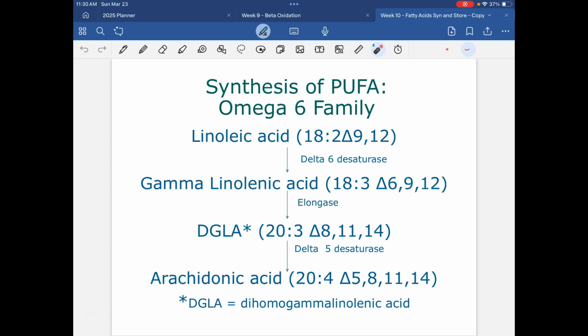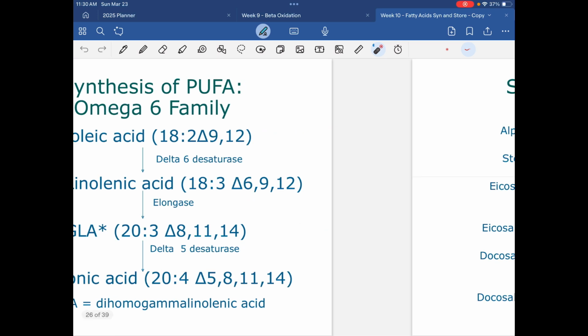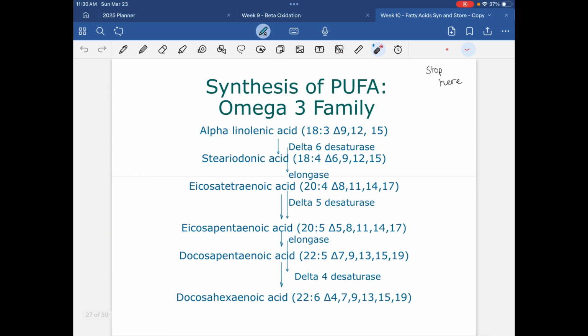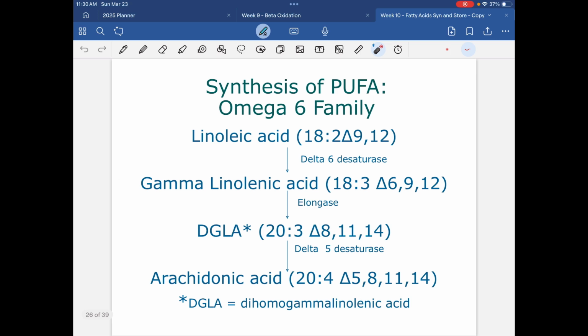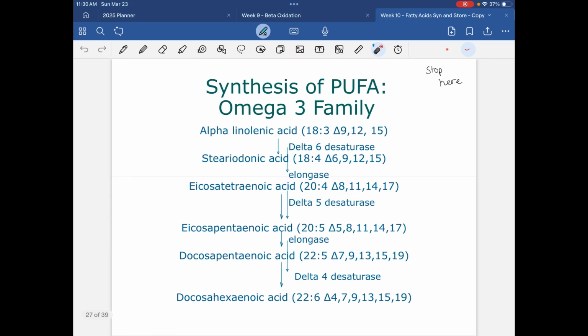So starting with linoleic acid, we can desaturate, elongate, desaturate. Let's do it again, but with the omega-3 family. So omega-3 is alpha-linolenic acid. That's an 18 carbon fatty acid with 3 double bonds. Notice how they're all 3 carbons apart. This is different from the other one because of having 2 double bonds. No matter what omega essential fatty acid you have, always start with delta 6 desaturase.